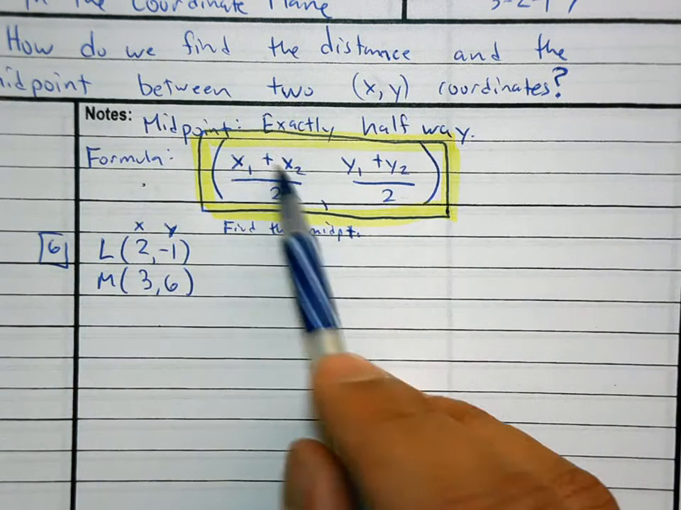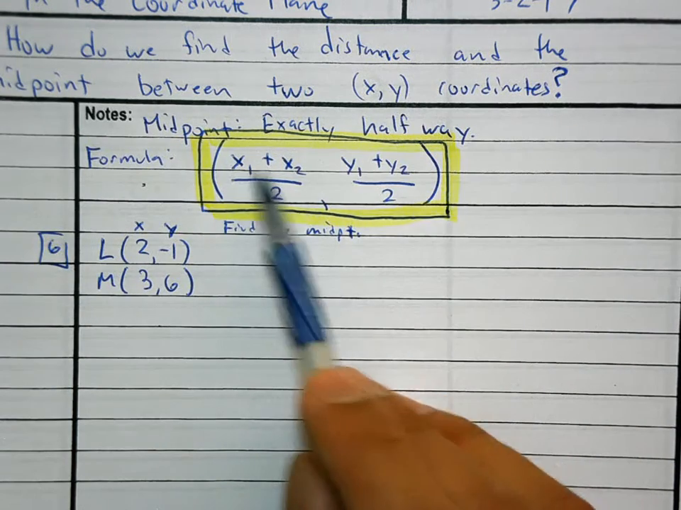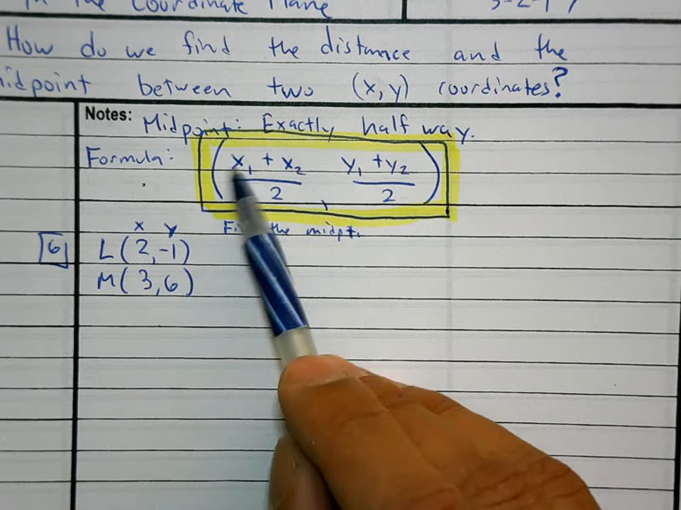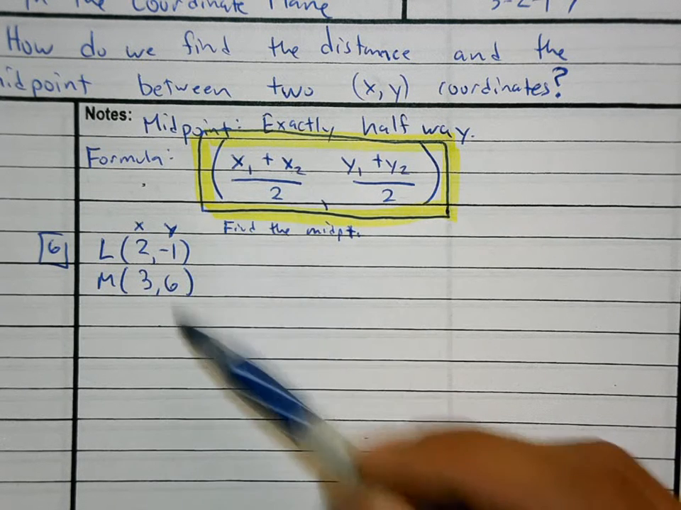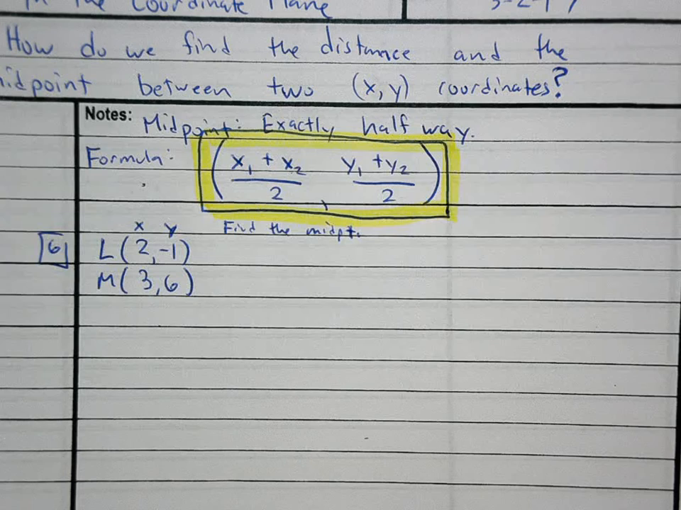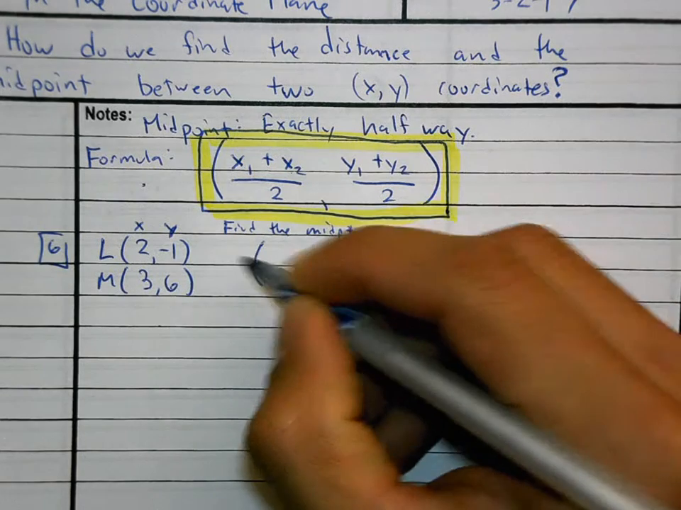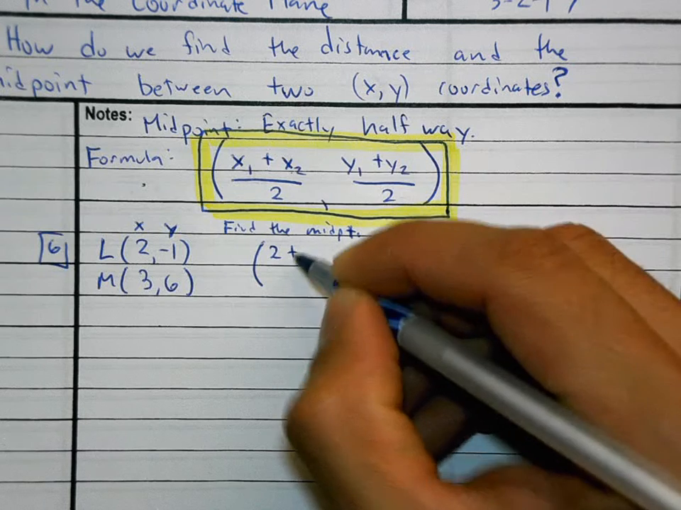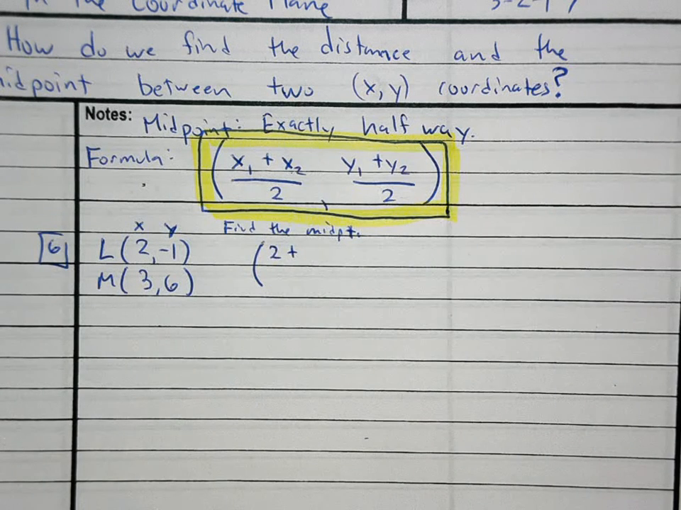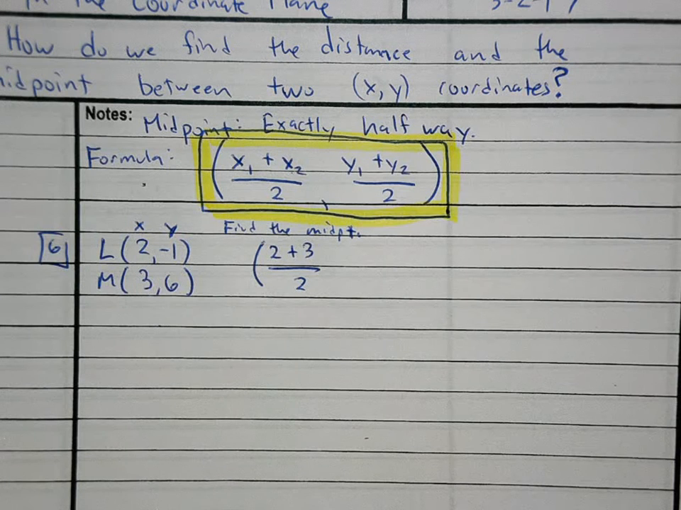So the reason why there's an X1 and an X2 means there's your first X and your second X. So you have to find your first X and your second X, and you're going to add them together and divide it by 2. So here's my work. I just put 2 plus, what's my other X? 3. And you divide it by 2. That may come out to a whole number. It may come out to a decimal. Comma. Now I need my first Y. Which one's my first Y?